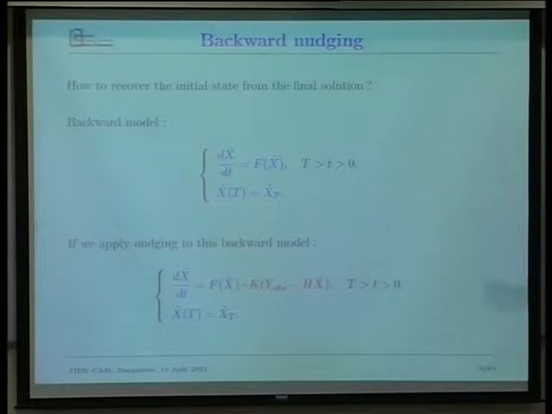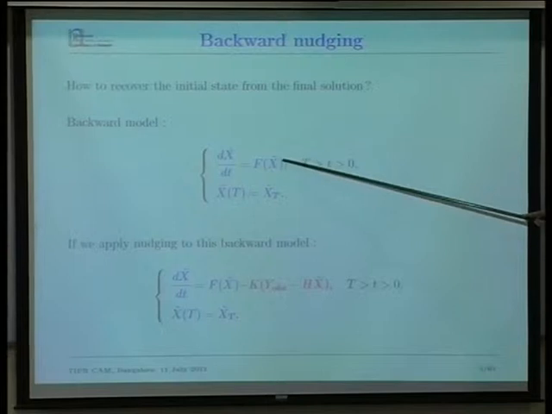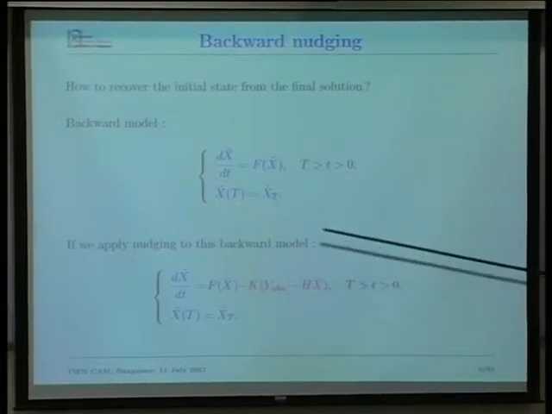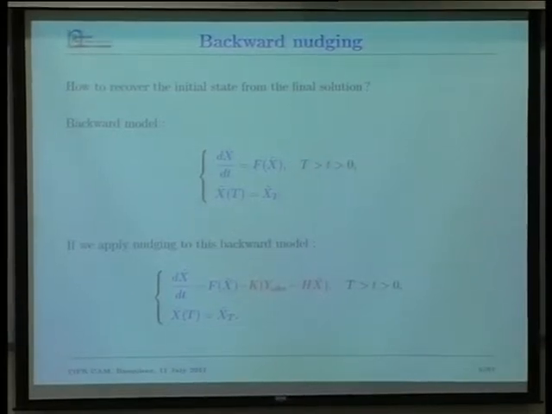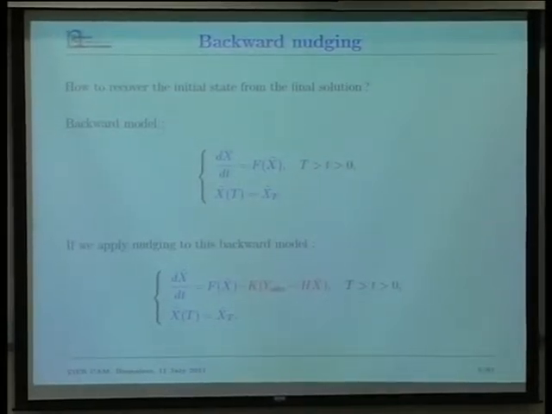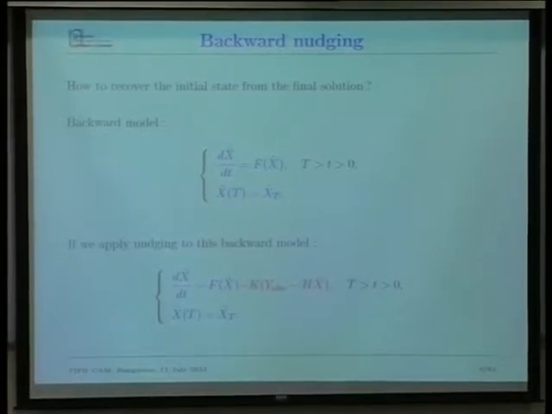So how can we recover the initial state from the final state? The easiest solution is to solve the model backwards in time. Just put the final condition here and solve this equation backwards in time from time capital T to time 0. For many standard models, this is impossible, both from a theoretical and numerical point of view, because it's very unstable.